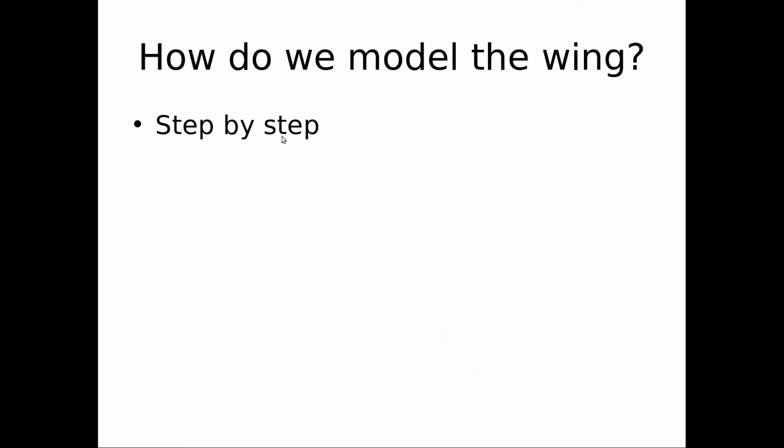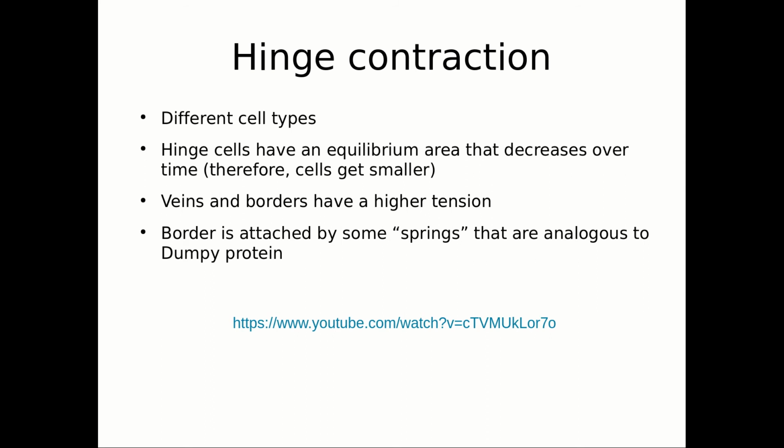Okay, so how do we use this model to model the actual wing? Well, step by step, it would be very difficult to make a model that simulates the whole process from the imaginal disk to the hinge contraction all at once. So first I'm going to show a simulation of hinge contraction. Here there are different cell types. The hinge cells have an equilibrium area that is smaller than their initial area, so they shrink, they contract. Then veins and vein borders have a higher tension, and the border is attached to some of these springs, like the ones that I showed before, that are analogous to the Dumpy protein.